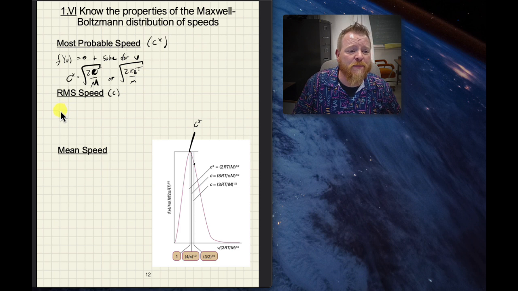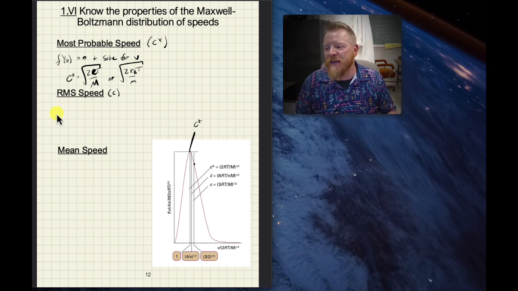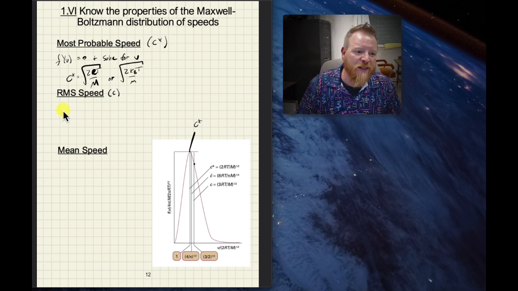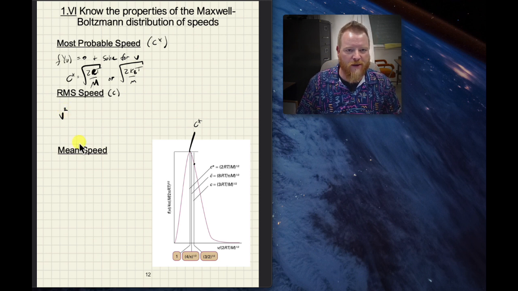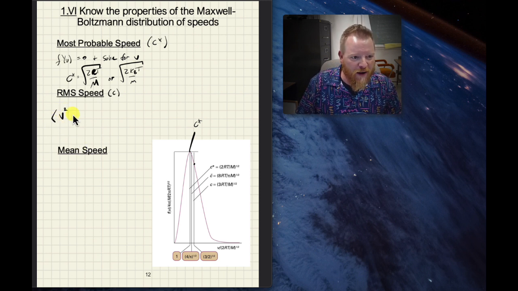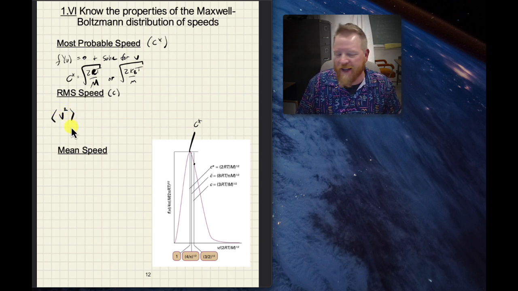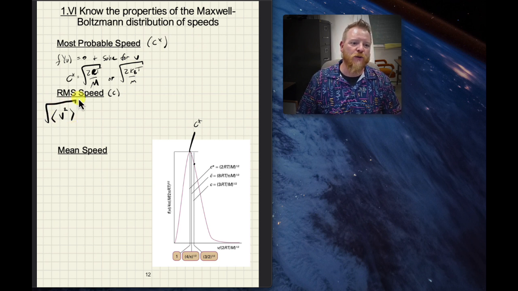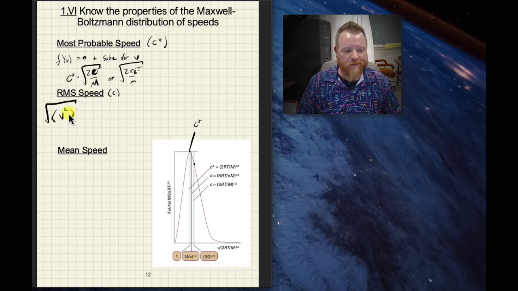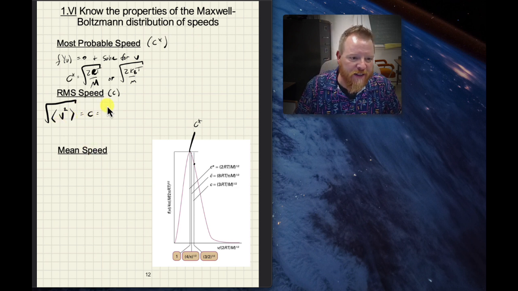And the RMS speed, it's the root mean square. So we take the square, okay? We take the mean of that square. So that's what those brackets symbolize. And then we take the root. So root mean square. And so the way that that is calculated in mathematics is the following.